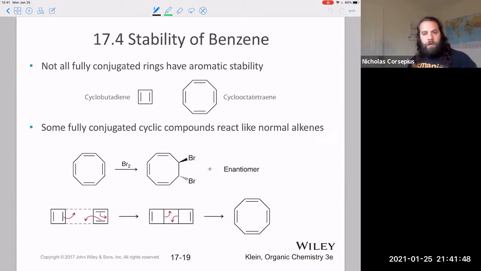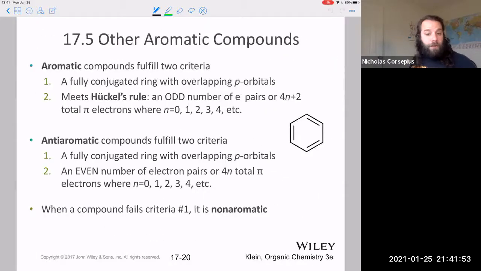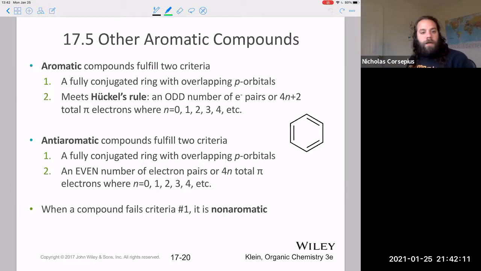So we have rules for what makes a compound aromatic, and we're going to be able to go in and classify compounds as either being aromatic or falling into another category. So let's focus on this aromatic definition real quick. Again, remember that benzene is the quintessential aromatic compound, okay? To be aromatic, you've got to meet 2 rules, okay? You have to be a fully conjugated ring with overlapping p orbitals. What does that mean?